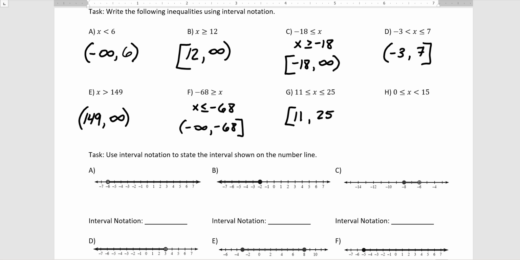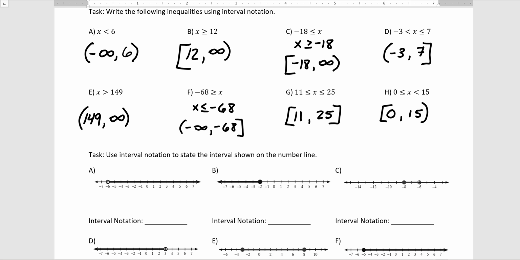Same with 25, right? X is less than or equal to 25, so we'll have a hard bracket there. And that's G. Looking at letter H, 0 is less than or equal to x, which is less than 15. So another contained interval, 0 and 15 here. 0 is less than or equal to x, which means we'll have a hard bracket there. However, x is strictly less than 15. It can't equal 15. It can just go all the way up to it. So we'd have a soft bracket there. And that's some interval notation given an inequality.